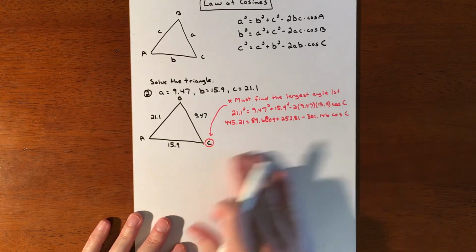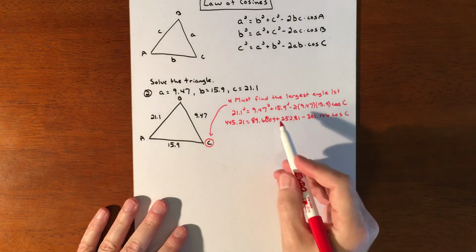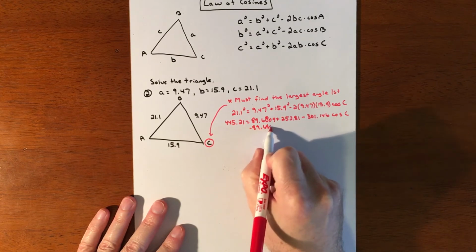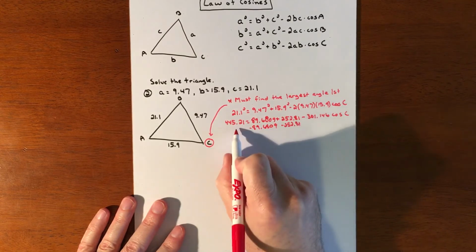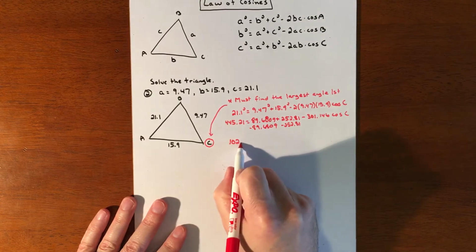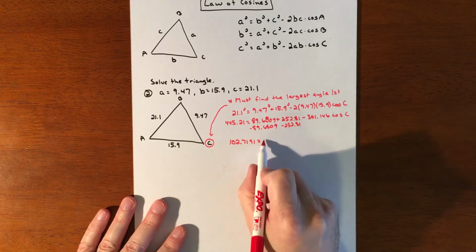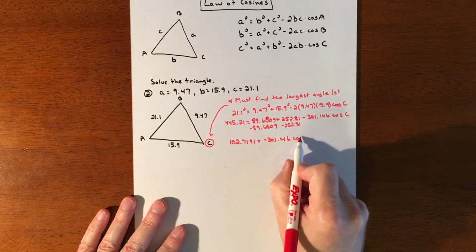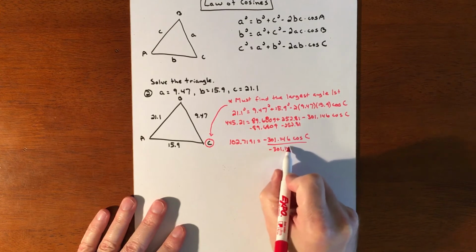All right, so that's what we're going to do. We're going to take these two values and bump them over to the other side. So if we subtract the 89.6809 and we subtract the 252.81 to the other side, that's going to get us 102.7191 equals this piece, negative 301.146 cosine C. And then we'll divide by negative 301.146.